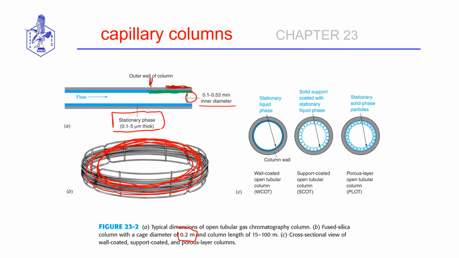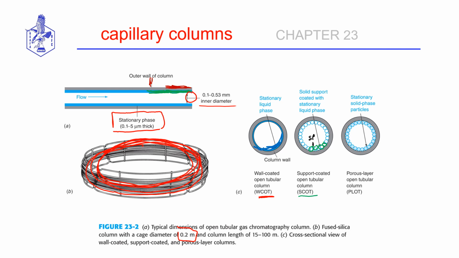There's basically three kinds. Wall-coated open tubular. As the name implies, we're looking at a cross-sectional view here. We're going to have the stationary phase liquid coating the inner wall at a very well-controlled thickness. If we want greater surface area, we might use a support-coated open tubular, in which now we have solid support particles, little silica particles typically. And we have the stationary phase material of interest on the surface of the silica particles.